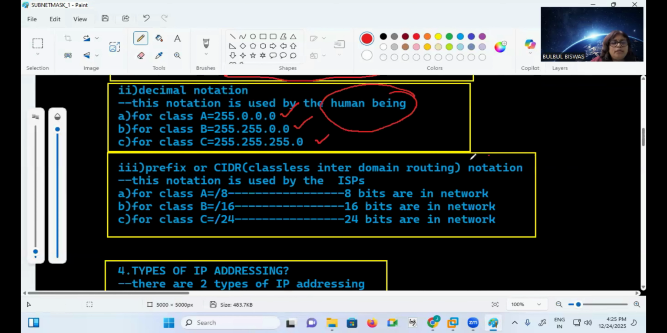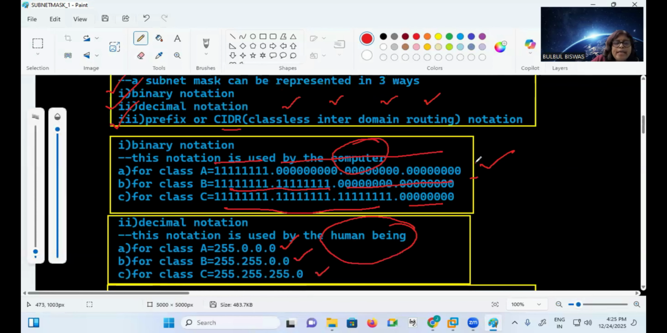You observe one thing, here 8 ones are there. So I can write /8, this is nothing but prefix notation. Here 16 ones, I am writing /16. This is prefix notation for class B. And for class C, /24. That is the prefix notation for class C. What is this digit indicating? This digit is indicating how many network bits are present for the given IP address.